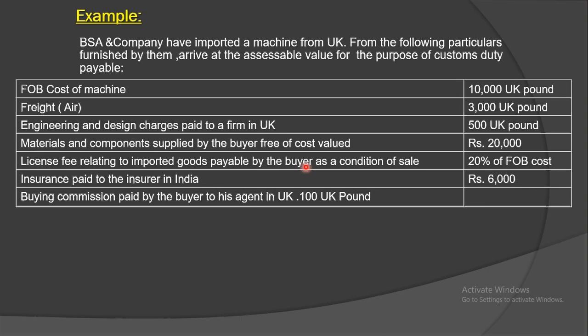What is the information? FOB cost of machine 10,000 UK pounds, freight 3,000 UK pounds, engineering and design charges paid to a firm in the UK 500 UK pounds, material and components supplied by the buyer free of cost of value 20,000, licensing fees 20% of FOB cost, insurance 6,000 rupees, and buying commission paid by the buyer to his agent in the UK 100 UK pounds.